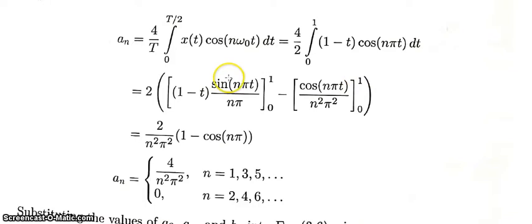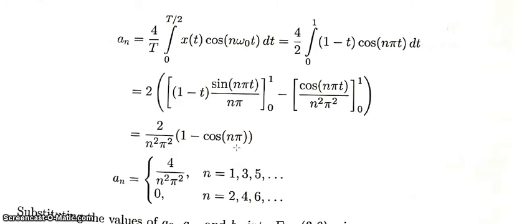Now when we apply the limits, consider the first case, this portion: when t value is 1, 1 minus 1 is 0, it becomes 0, that is for the upper limit, and when t is 0, the lower limit, also sin 0 is 0. So this first term evaluates to 0, only the second term remains, and it is minus 2 by n square pi square into, when we put in the upper limit, cos n pi minus cos 0, and when that minus sign is taken inside, we can write it as 2 by n square pi square into 1 minus cos n pi.